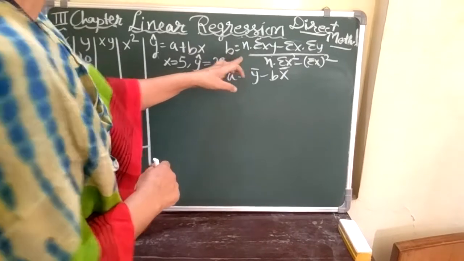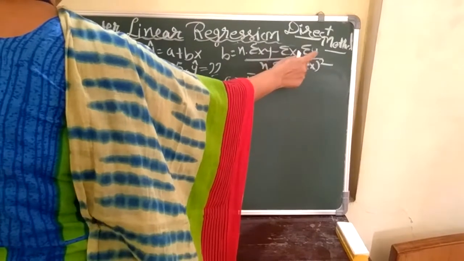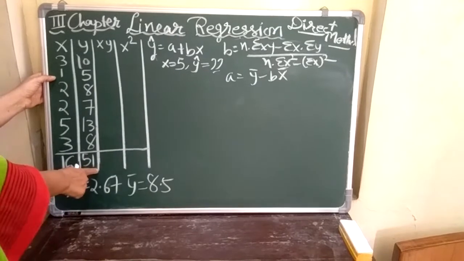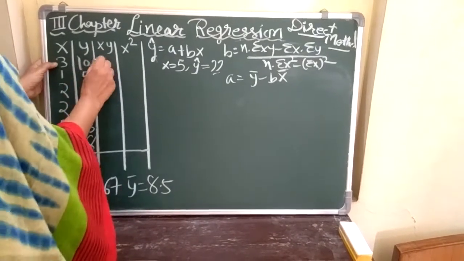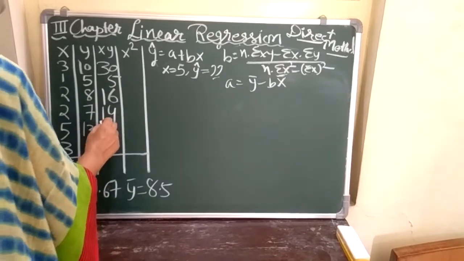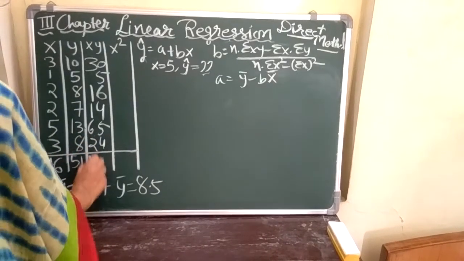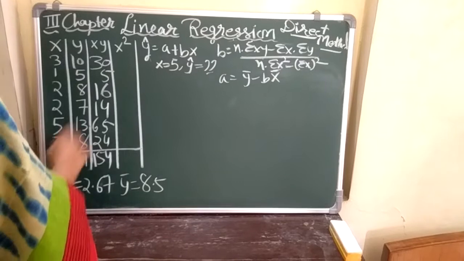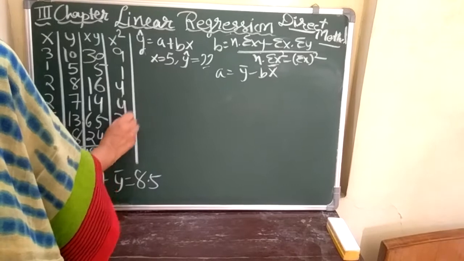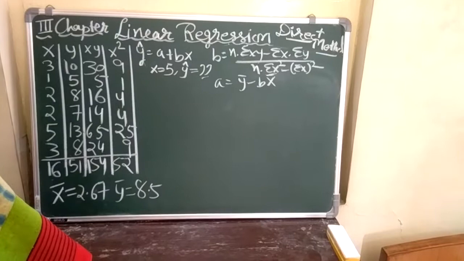Now first, we want n, which is already there. We know very well sigma xy, sigma x, sigma y and sigma x square. Here the totals of x and y are 16 and 51. xy we will find: 35, 16, 14, 65 and 24. Total of this is 154. Now we want x square: that is 1, 4, 4, 25 and 9. Total of this is 52.